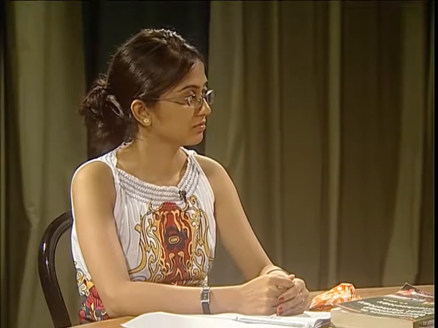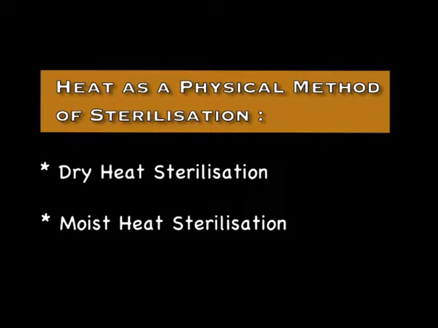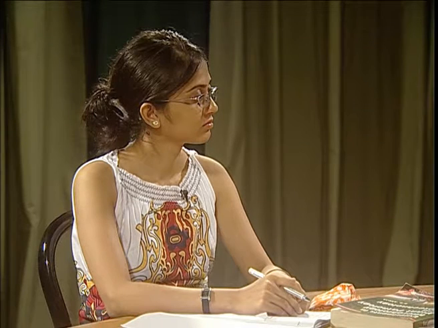Next, we come to the types of heat used as a sterilizing agent. Heat can be divided into dry heat sterilization and moist heat sterilization. First of all, we will take up dry heat sterilization. It can be further divided into two parts. One is called incineration and number two is the use of dry heat in hot air ovens. So first of all, we will take up incineration.